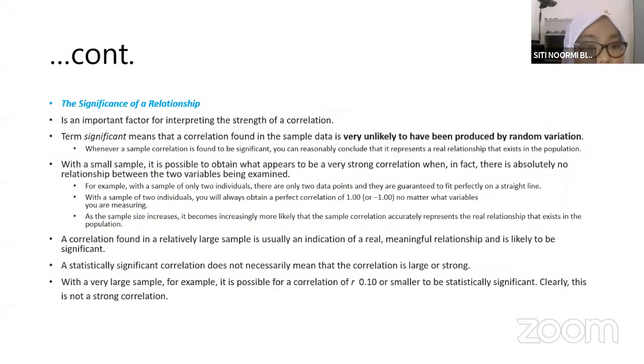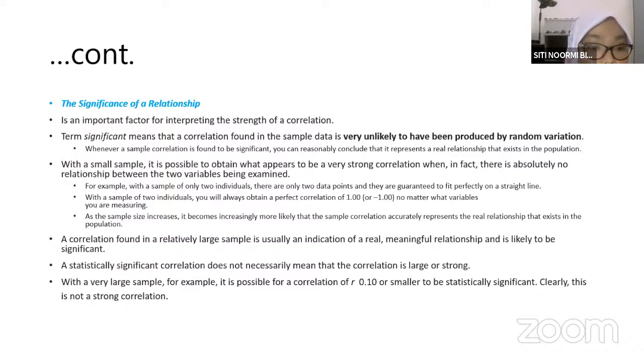Next is the significance of the relationship, which means that a correlation found in the sample data is very unlikely to have been produced by random variation, meaning that it happened not because of chance. It happened because it is really happening. Whenever a sample correlation is found to be significant, we can reasonably conclude that it represents a real relationship that exists in the population. So that is why it is really important for us to report the significance of the relationship.